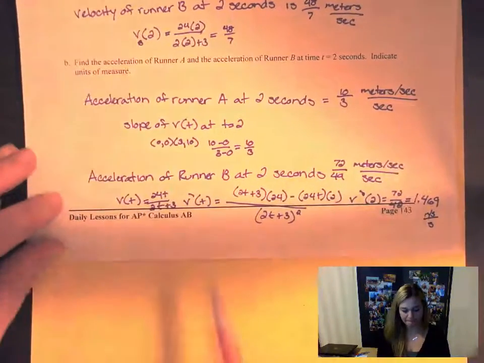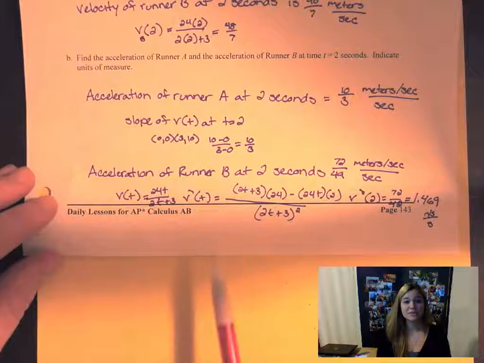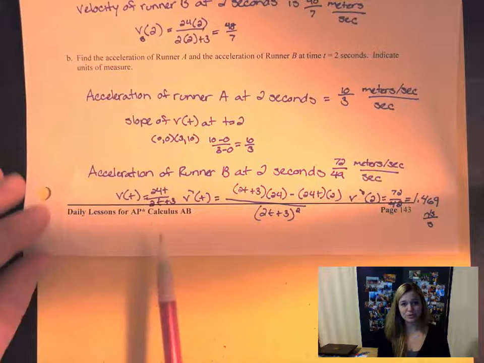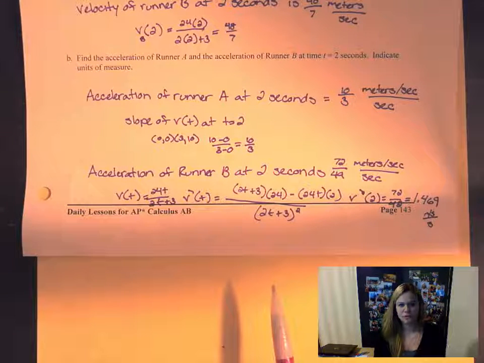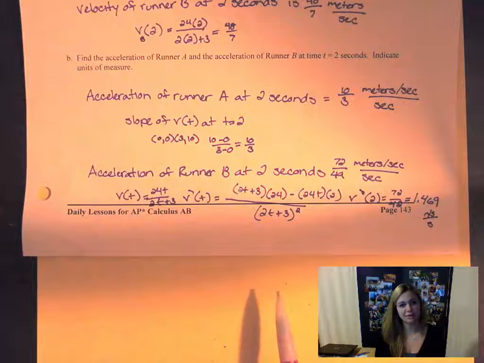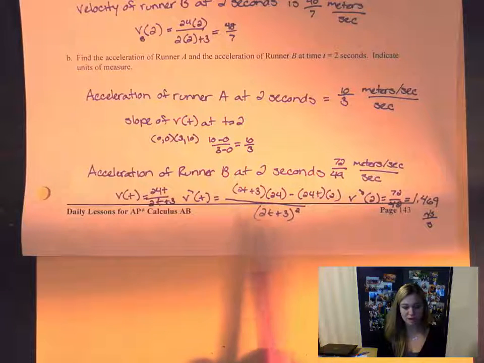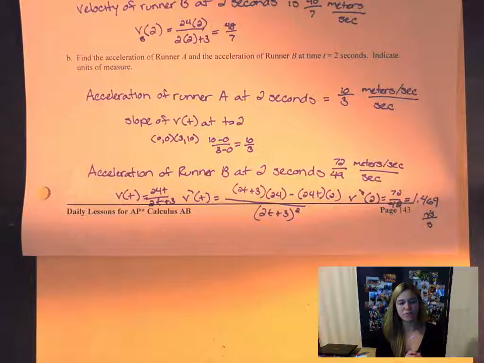Same idea. The acceleration of runner B would still be the derivative of velocity, but you have an equation this time. So this is where you remember what the quotient rule is. What is the quotient rule? Bottom times the derivative of the top minus top times the derivative of the bottom over the bottom squared. If you mess something up in here, most likely people switch the top and the bottom. We haven't done the quotient rule in a little bit, but this is a good reminder. Bottom times the derivative of the top minus top times the derivative of the bottom over the bottom squared. You get this answer of 72 over 49, or 1.469, 3 places after the decimal, meters per second per second.